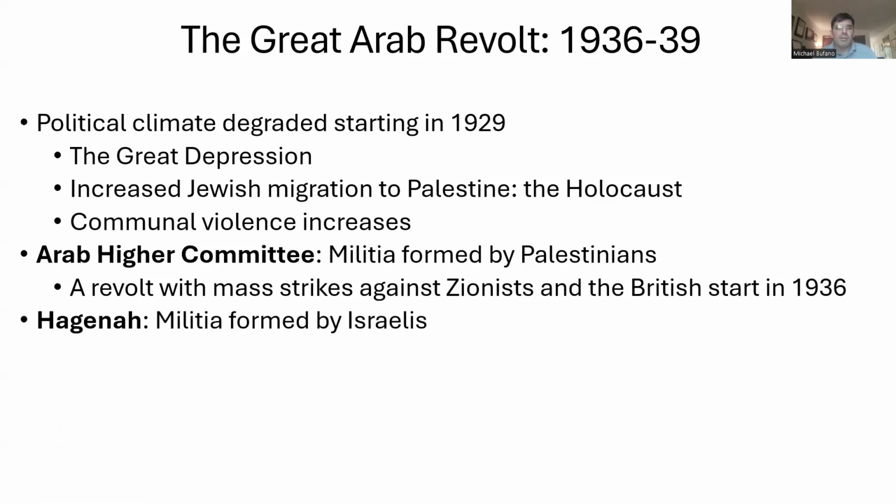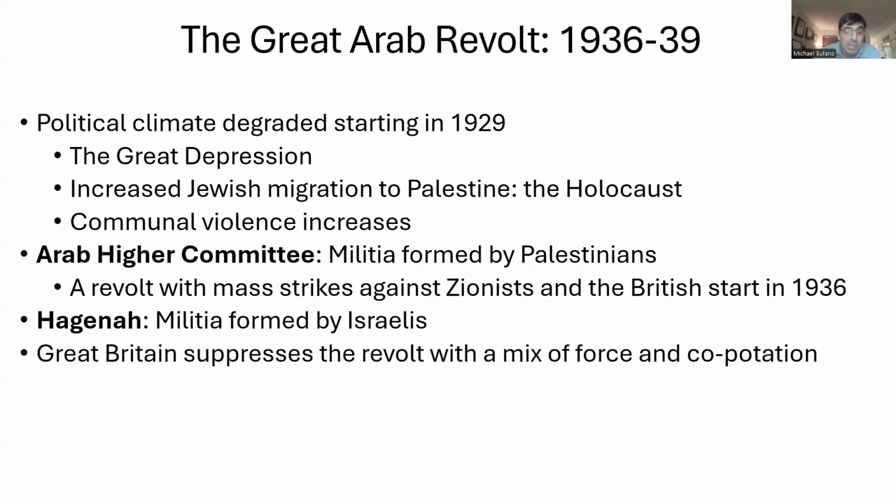And for their part, the Israelis formed their own militia called the Haganah. And this militia was initially started to protect Israeli communities and then was used to attack Arab communities. And a lot of violence took place. Acts of terrorism were committed by Jewish settlers as well.